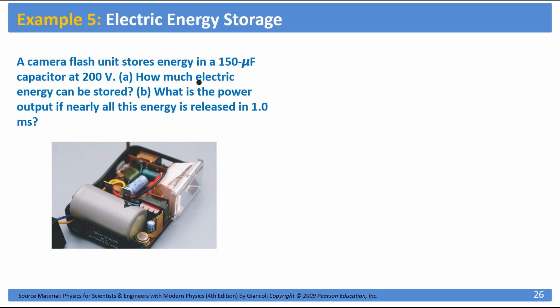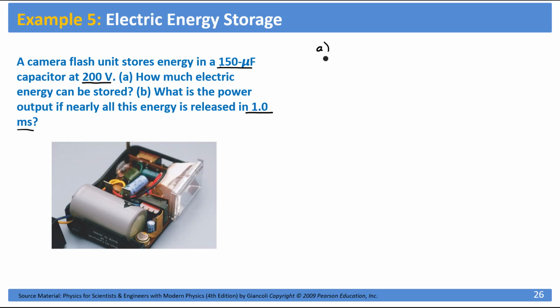In this problem, we need to find the energy stored in a camera flash capacitor if it was connected to a 200 volt battery and has a capacitance of 150 microfarads. Now this is part A, and in part B the question is to calculate the power output if all of this energy is released in 1 millisecond.